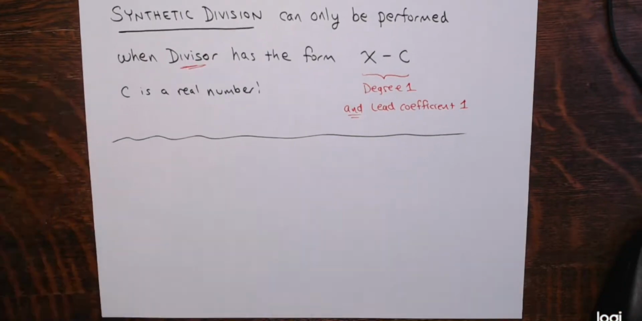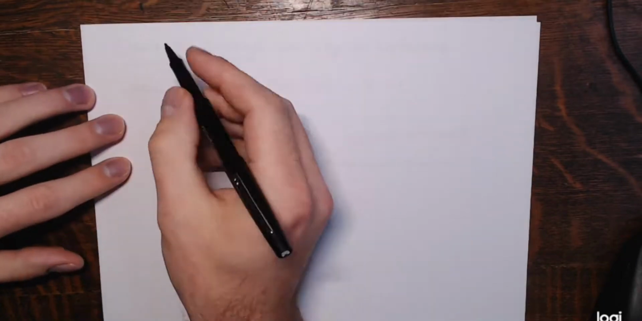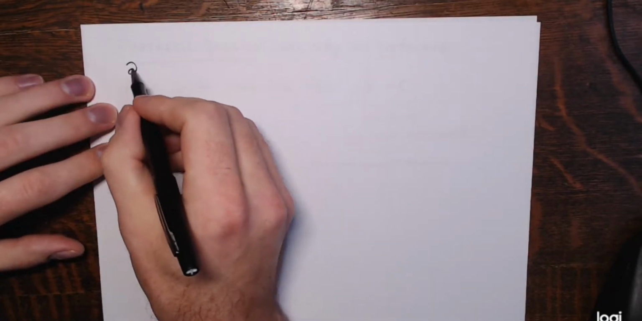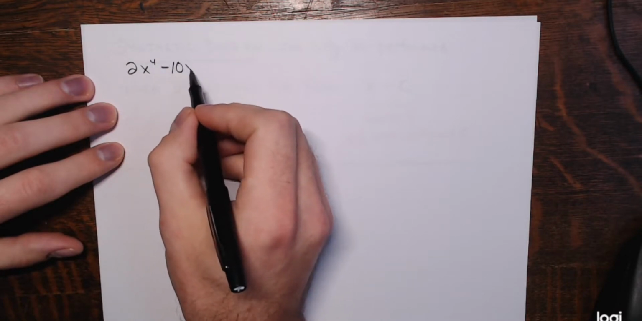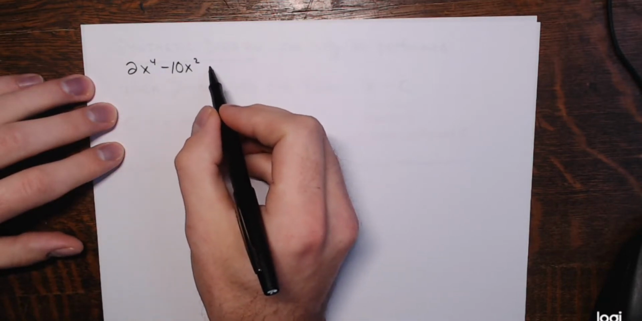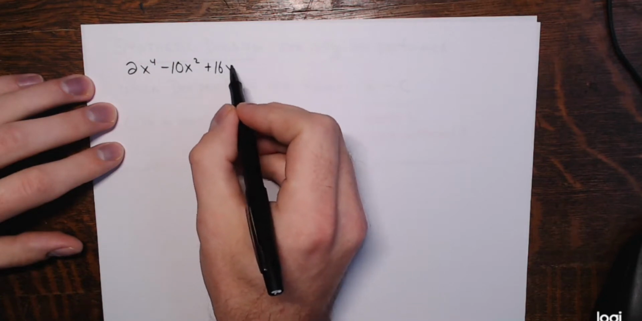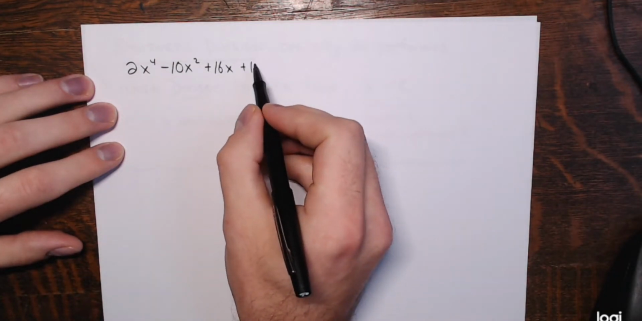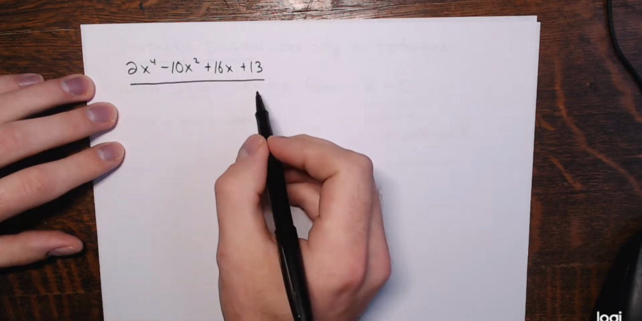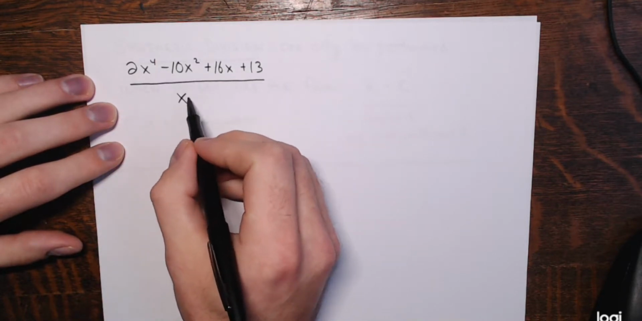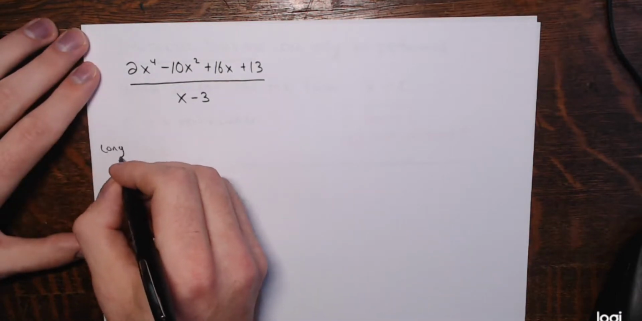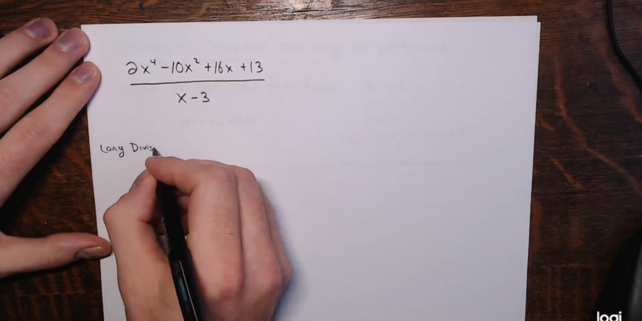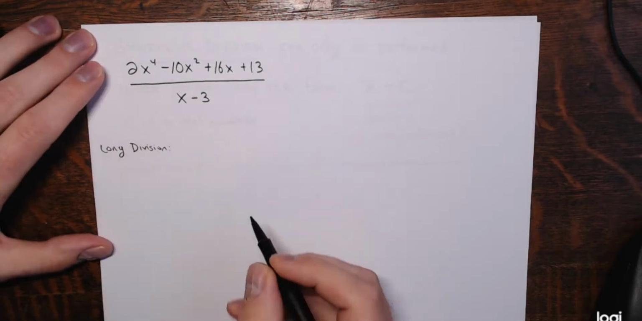All right, so first, before we go back to synthetic division, we're doing 2x to the 4th minus 10x squared plus 16x plus 13. There's the dividend, dividing by x minus 3. Like I said, first I'll do long division. So here's just one more example of long division.